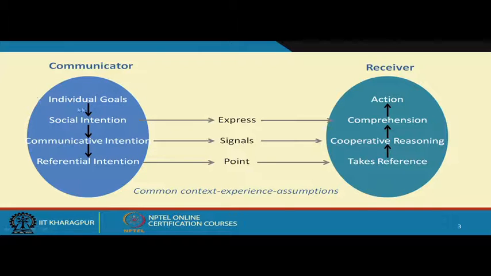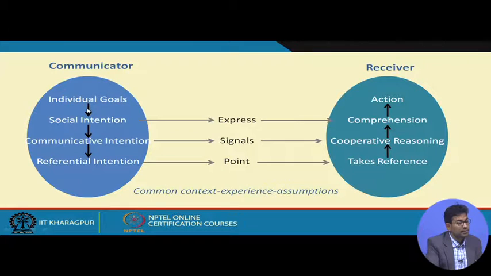So, the individual goals are taking shape, or the individual goals give way to social intentions. The social intentions then create some kind of communicative intention within the communicator. The communicator sets out signals or starts developing signals or artifacts for the receiver, and the receiver receives them with cooperative reasoning. They have to use their reasoning and knowledge to decipher those signals and then comprehend them.